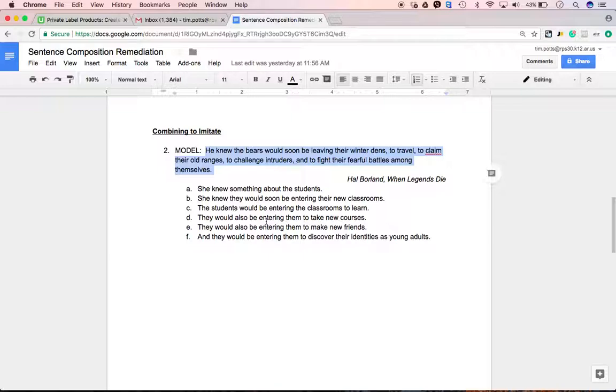It says, he knew the bears would soon be leaving their winter dens to travel, to claim their old ranges, to challenge intruders, and to fight their fearful battles among themselves. So, when we look at A, we know that it's going to correspond with the first part. It's going to match up with the first part of this sentence. So, the first part says, or A says, she knew something about the students. And then up here it says, he knew the bears would soon be leaving.